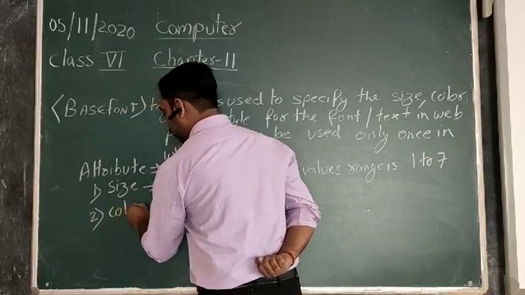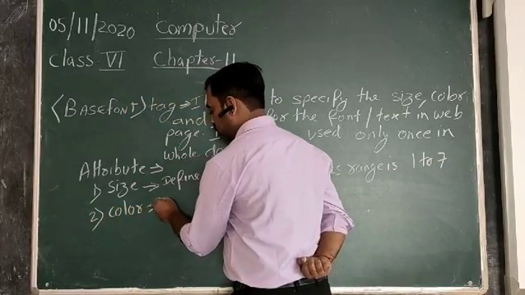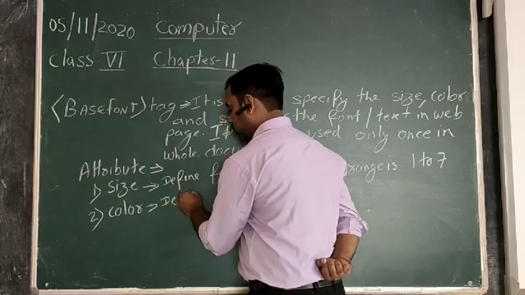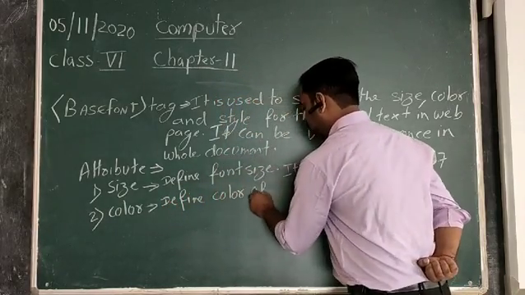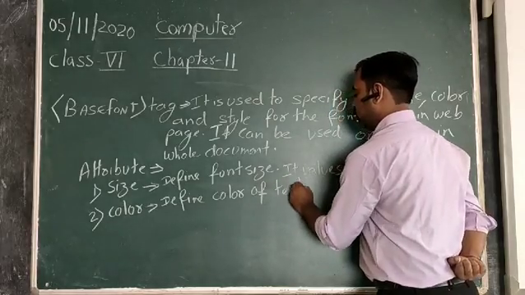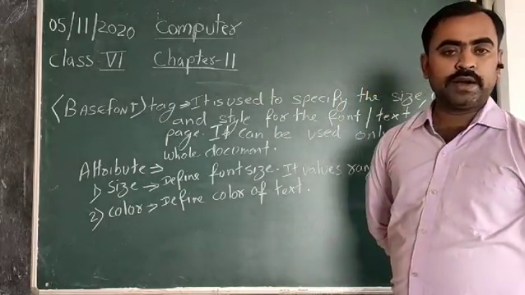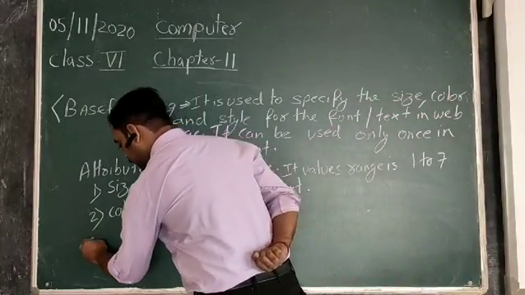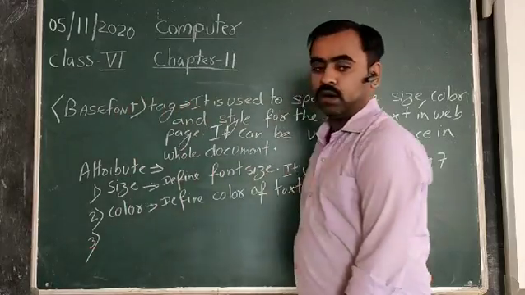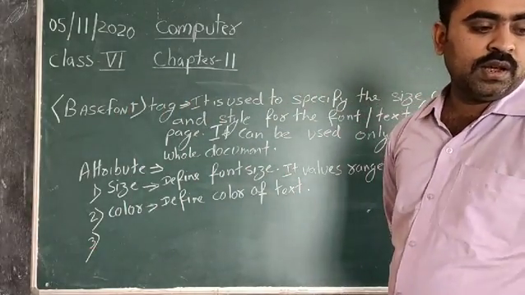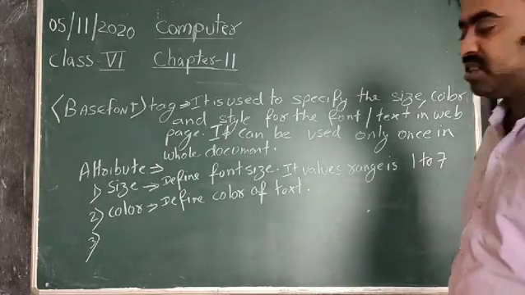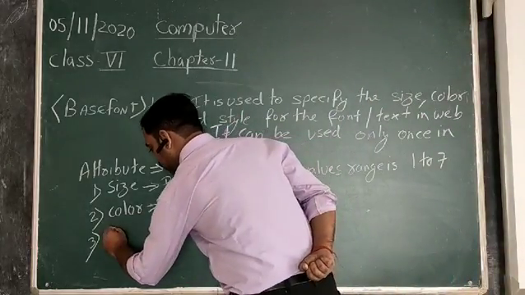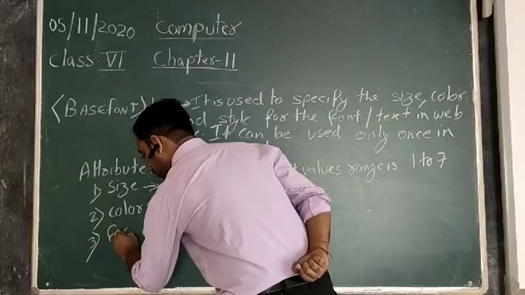Color attribute defines the color of the text. The third one is face. The face attribute is used to change the type of the font of the HTML document. The third one is the face attribute.